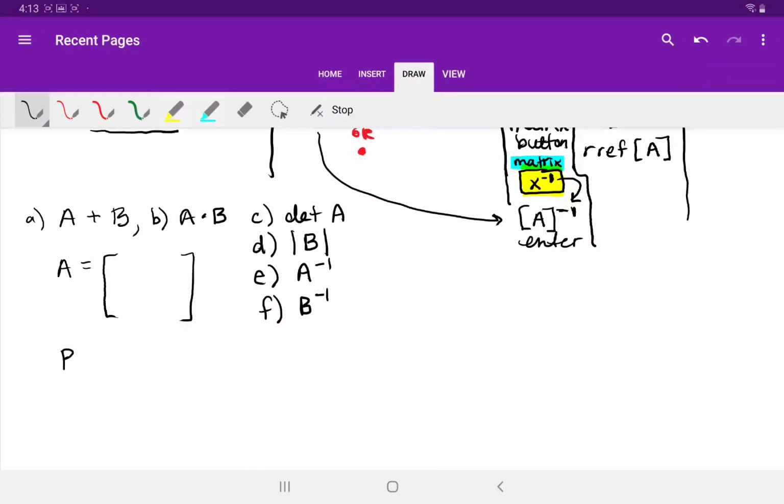Okay, so let's decide on a matrix. Let's say we have a 3 by 3: 2, 3, 4, -1, 2, 7, 5, 3, 19. Matrix B, I'm going to also have be a 3 by 3. It'll make it so I can do all of these: 10, 20, 30, -1, -2, -3, 5, 10, 15. Okay. So we're going to try to do all of those things on the calculator.